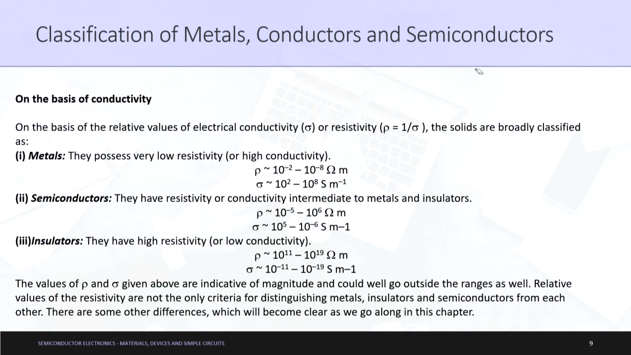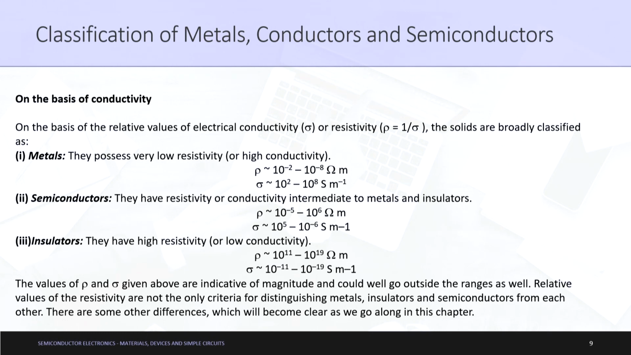Okay. For more on this, I guess one part of the complete lecture series was devoted to conductivity only, so you can go and refer to those lectures. It is explained very clearly there, and the concepts of resistivity, the things on which it depends, etc. have also been explained there. Okay. So, on the basis of the relative values of electrical conductivity or resistivity, it is also written here, resistivity is nothing but 1 upon sigma, the solids are broadly classified into 3 different types.